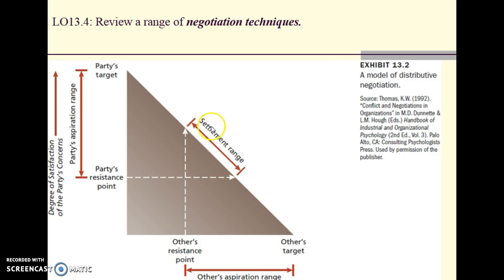The settlement range is here, between our target and the other's target range. And here we deal with a model of distributive negotiation.